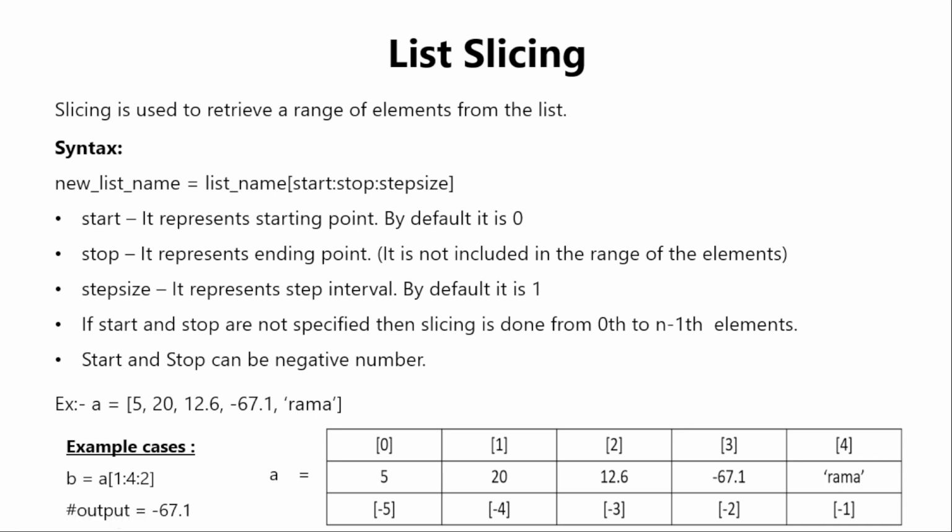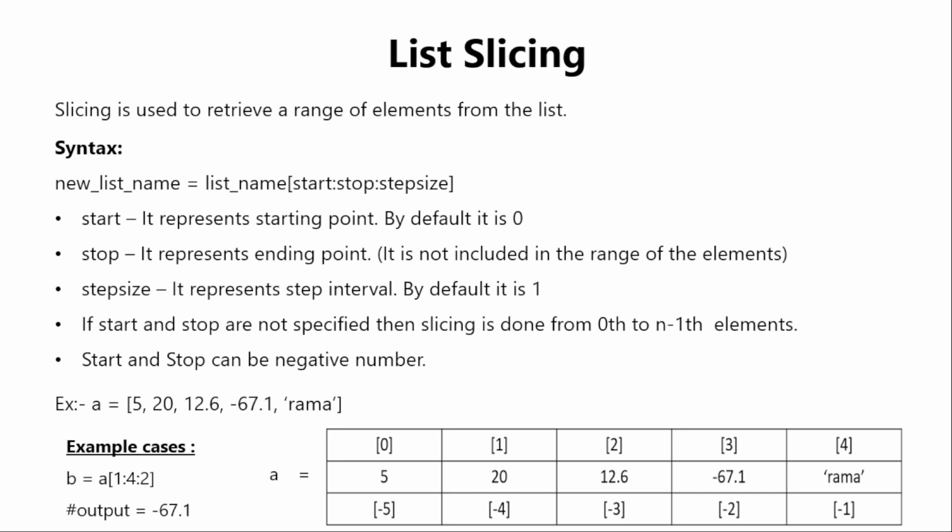So this is the exact syntax description. If start and stop are not specified, then the slicing is done from 0 to the nth minus 1 element. For example, if you want to get the data of the list and you don't mention any start or end value, and just add only a colon, then you will get the first element up to the n minus 1 element. That's the brief introduction on this.